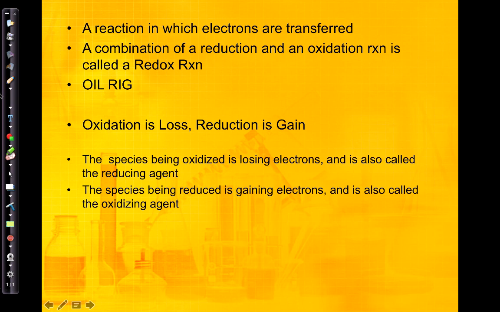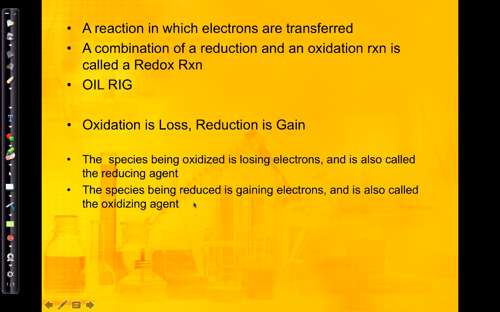Now, not every single chemical reaction involves the transfer of electrons. Like double replacement reactions never involve the transfer of electrons because everything maintains its charge. So we say that the species, the chemical or the element that is oxidized is losing electrons. And that's also called the reducing agent because it's the thing that reduces the other item. The species that's being reduced is gaining electrons, and it's called the oxidizing agent.